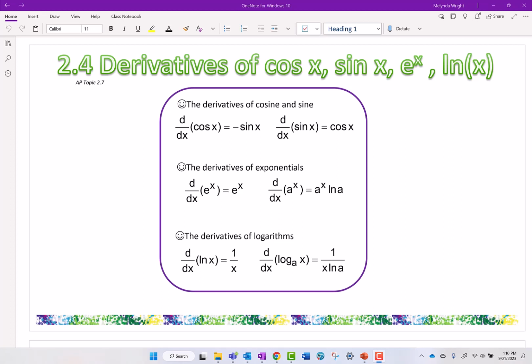All right, let's take a look at our lesson for today. Today we're going to be looking at the derivatives of cosine, sine, e to the x, and ln x. This is the way that College Board has it structured.